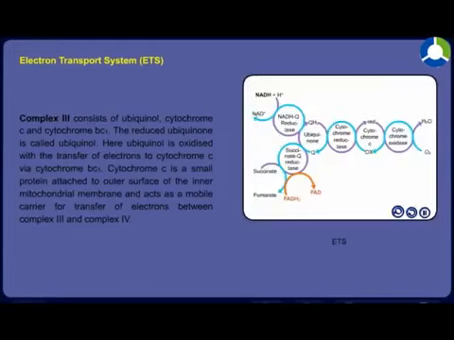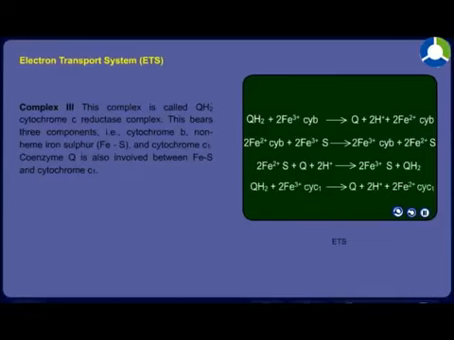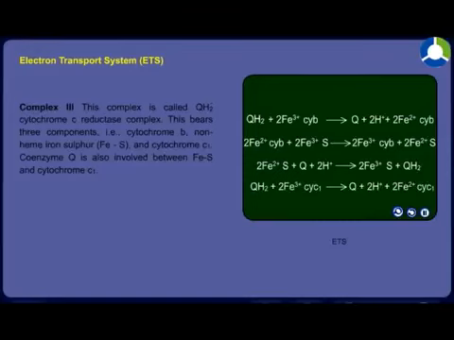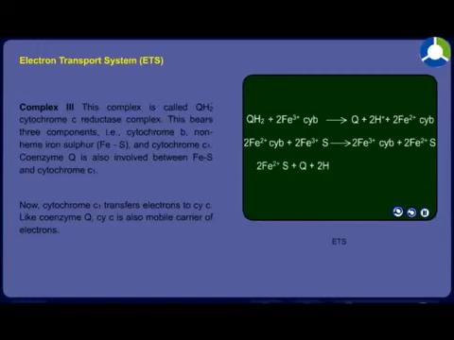Complex 3. This complex is called the QH2 cytochrome C reductase complex. It bears three components, that is cytochrome B, non-heme iron sulfur FeS, and cytochrome C1. Coenzyme Q is also involved between FeS and cytochrome C1. Now, cytochrome C1 transfers electrons to Cyt C. Like coenzyme Q, Cyt C is also a mobile carrier of electrons.